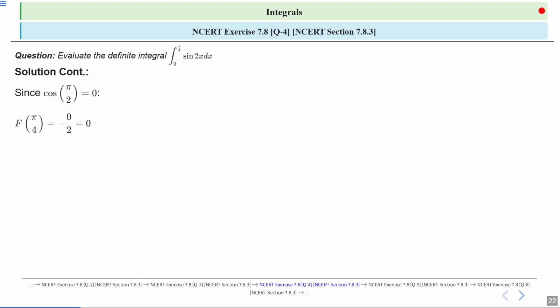So the value of f(π/4) is 0 minus 0 by 2, that is 0. Now we evaluate f at 0. So it becomes minus cos(2·0)/2, that is minus cos 0 by 2, and the value of cos 0 is 1. So f(0) is minus 1 by 2.